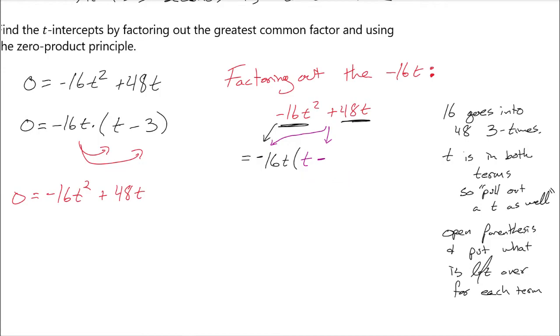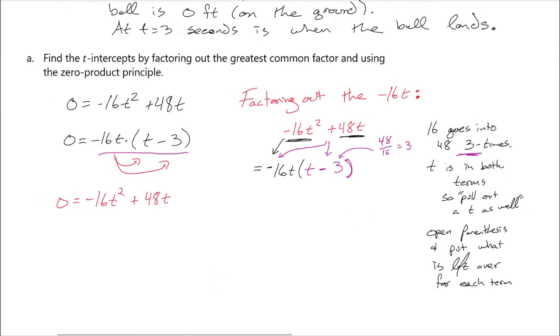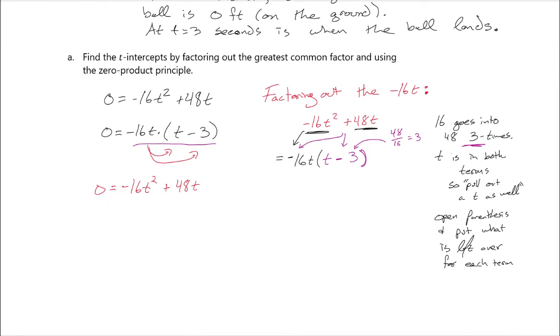So the 48t, we've pulled out a 16, so 48 divided by 16 is going to go here. And 48 divided by 16 is 3. And we've pulled out a t, so there's no t left now in this term. So that's how we get the t minus 3 here. So that's how I was getting this negative 16 times t minus 3. So that is factoring out the greatest common factor.